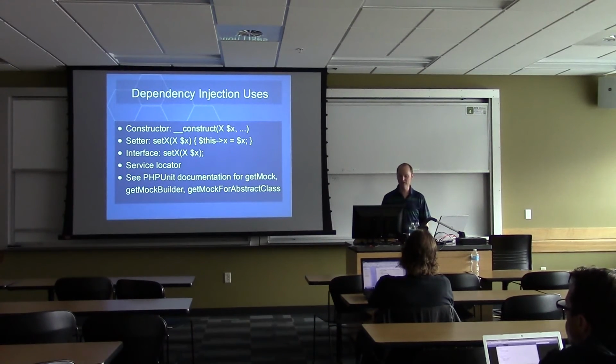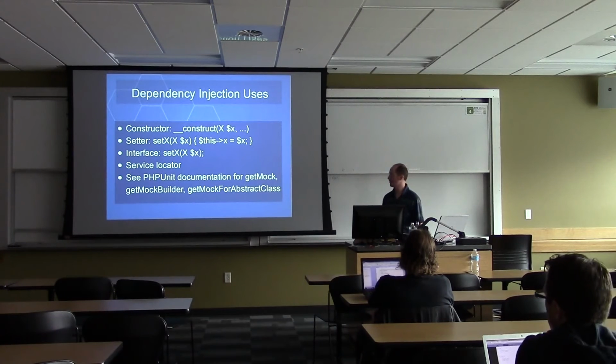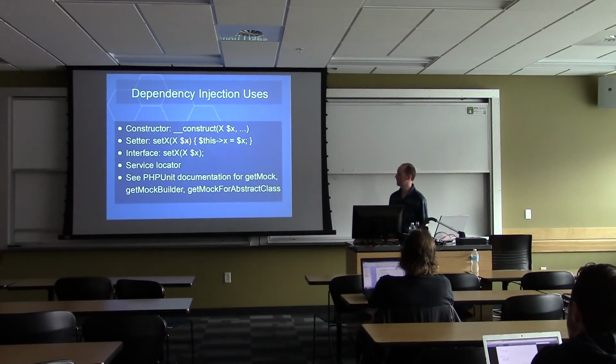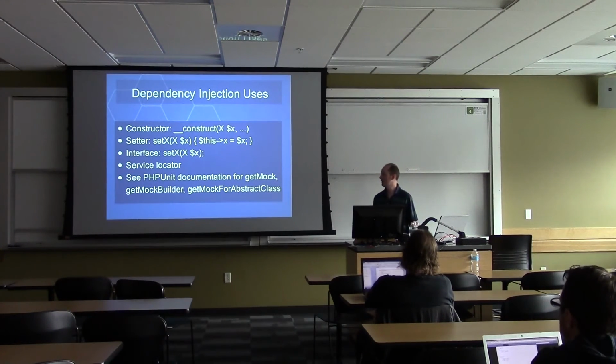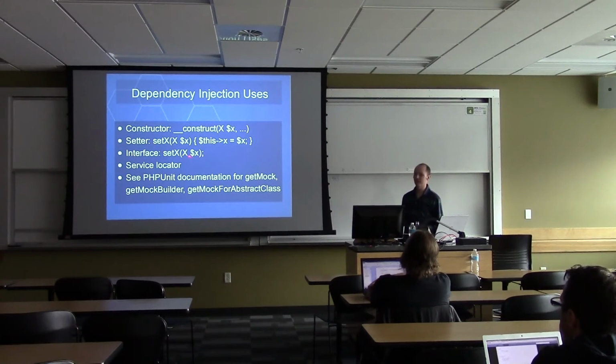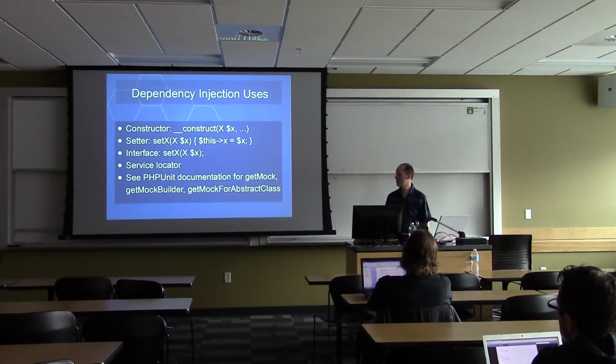The way to use that, if you're using a constructor, which is a pretty common way, in the constructor you say X, which would be the class name, you want to pass it $X, and then keep going. You can also have a setter, so maybe a public function setX, and you pass it in. It has to be instantiated, and you just set it to the class property. With an interface, you can enforce that it gets set somehow.